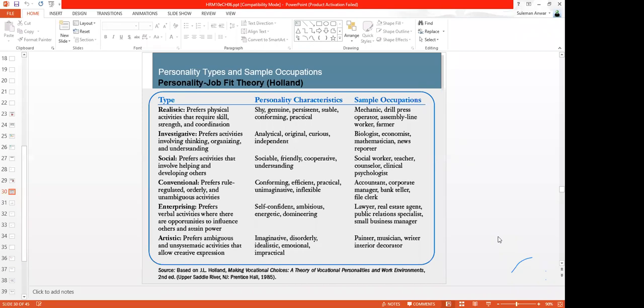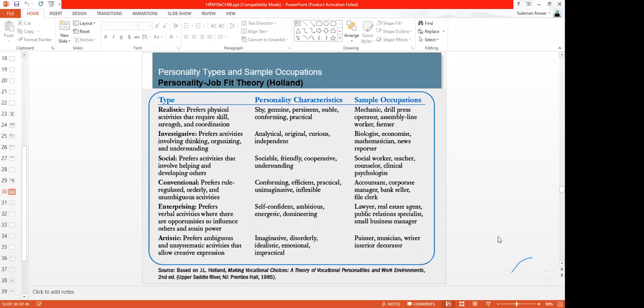Okay, and how can we find out these things? We conduct psychological tests. And out of those psychological tests, which are basically known as test inventories, we conclude that a person who is being tested belongs to a particular category.